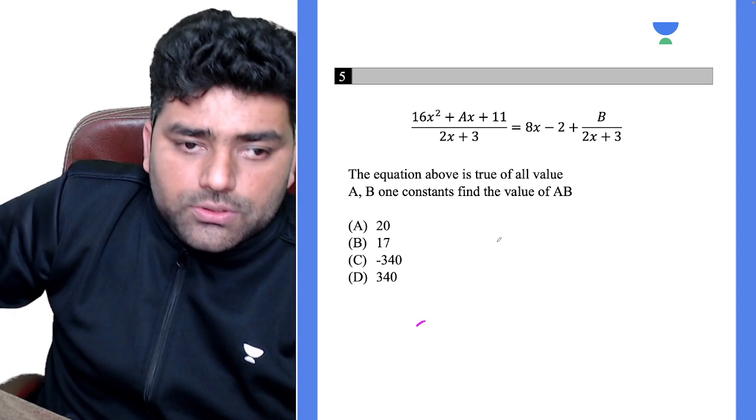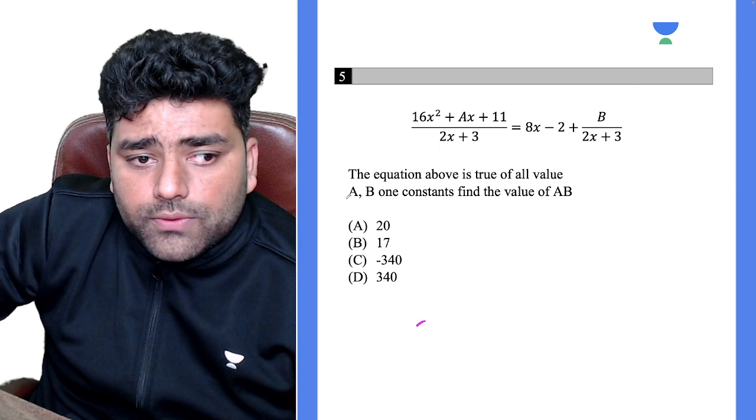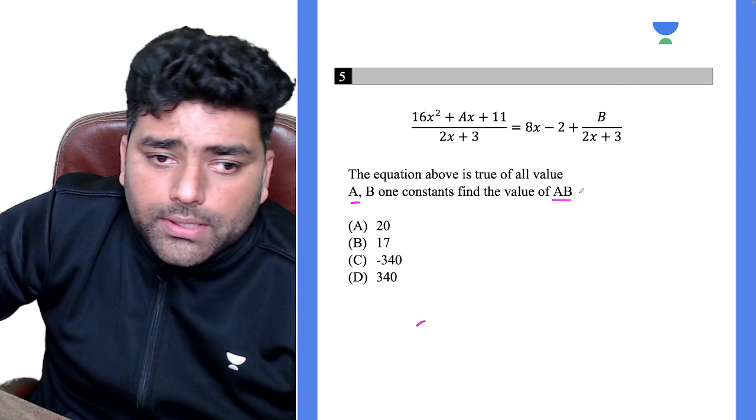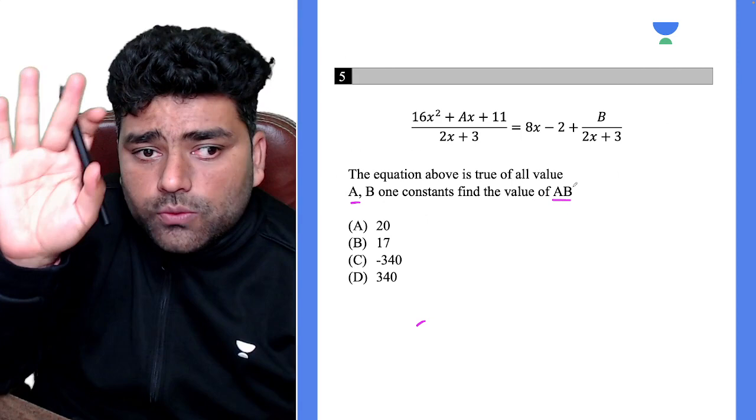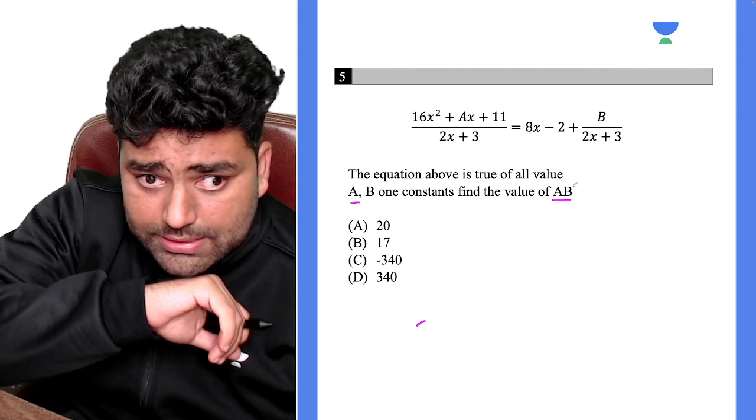Okay, let me solve it for you guys. So first of all, you read this, and it is saying the equation above is true for all values of a and b, which are constants. Find the value of a multiplied by b. This is the question, right? So we have the two fractions in the equation. Whatever is in the denominator, if you get rid of that denominator, then it will be very easy to solve this equation.